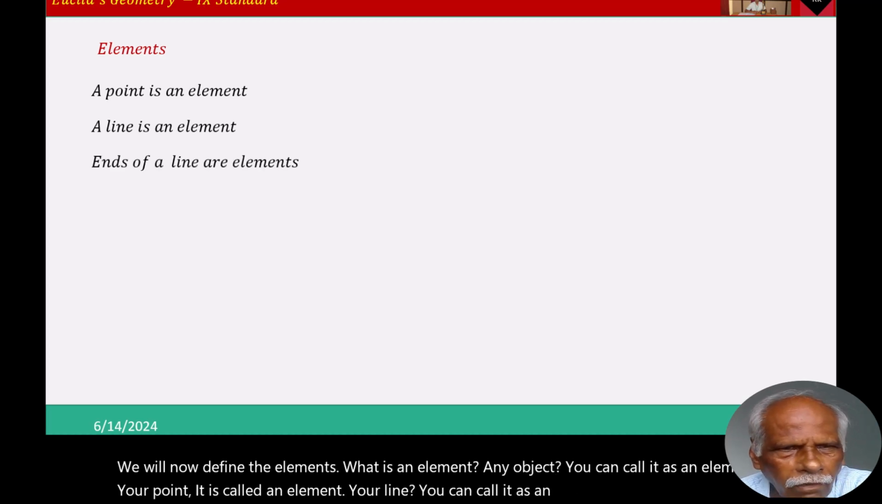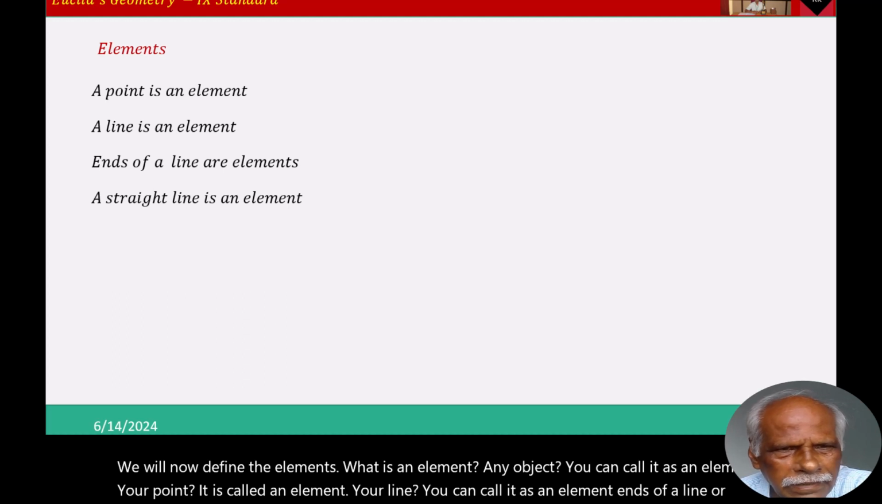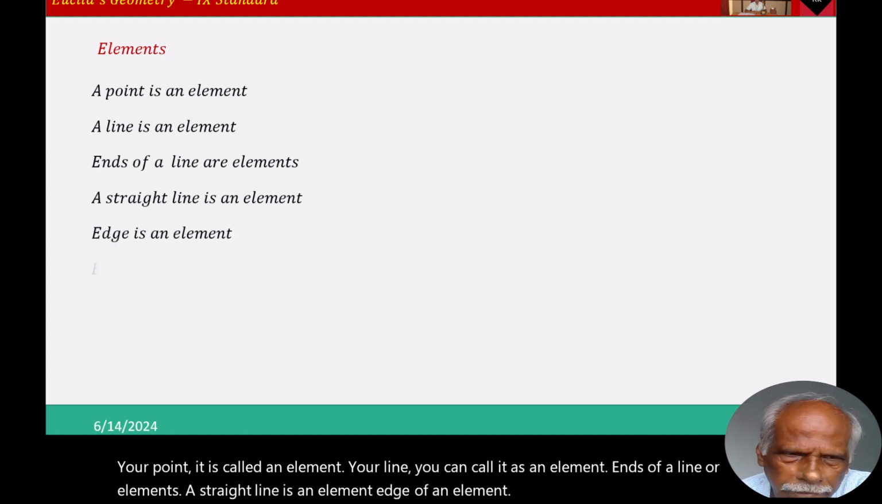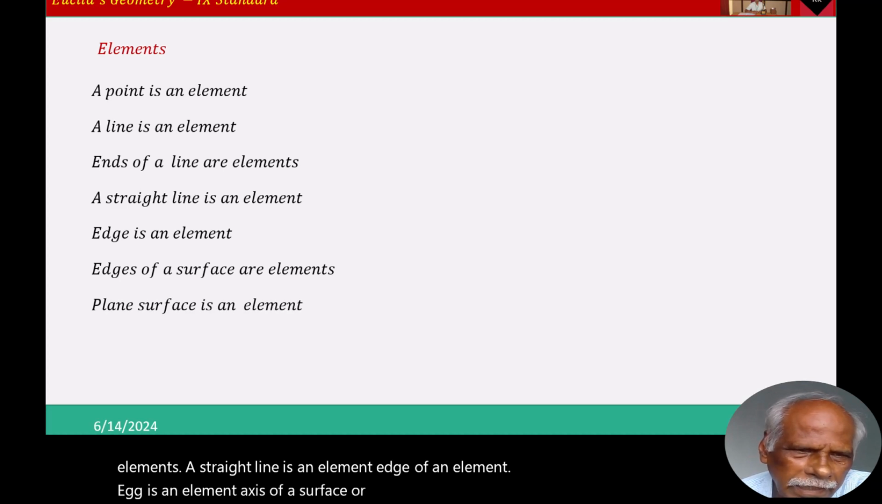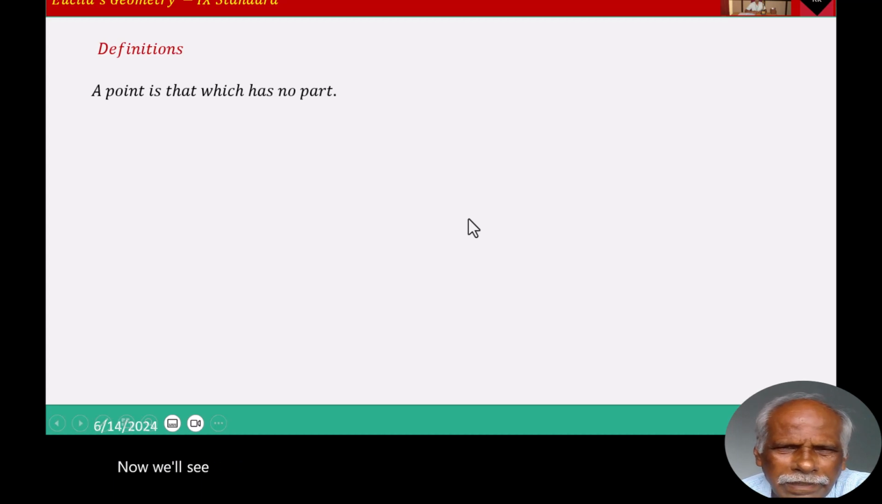Ends of a line are elements. A straight line is an element. Edge is an element. Edges of a surface are elements. A plane surface is an element. Now we'll see definitions. All elements can be defined.